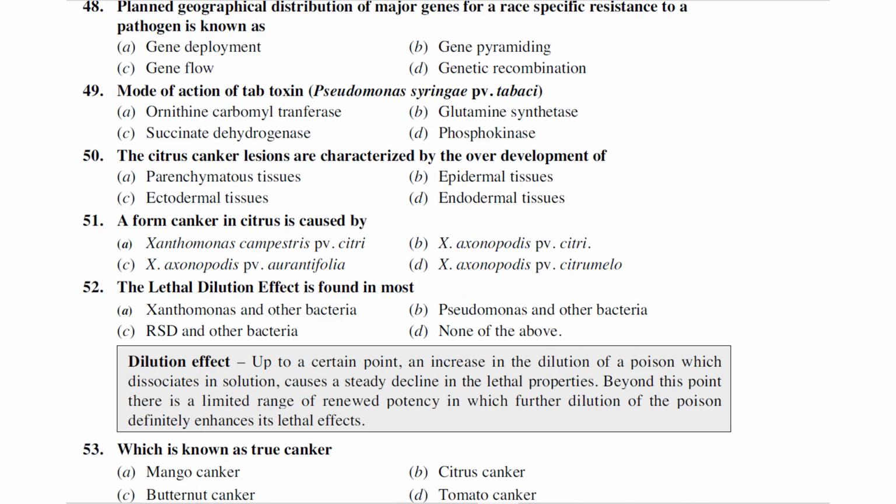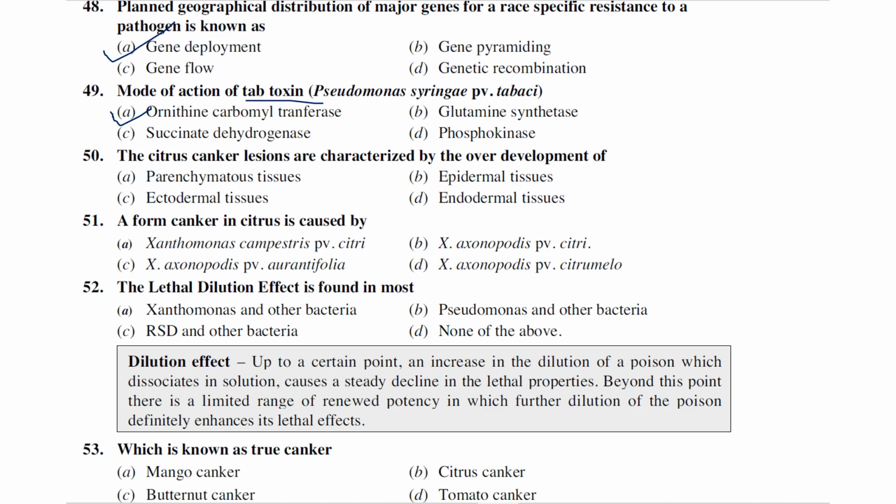Planned geographical distribution of major genes for race specific resistance to the pathogen is generally known as gene deployment, where major genes are distributed for race specific resistance in the major geographical areas. Mode of action of tabtoxin. Tabtoxin is from Pseudomonas syringae pathovar tabaci. The mode of action is inhibition of ornithyl carbamyl transferase, that is the general mode of action.